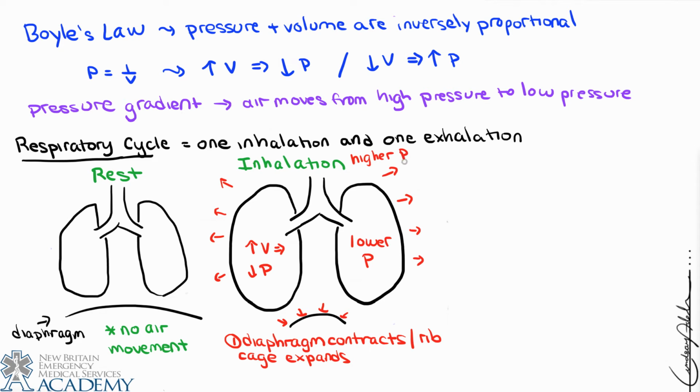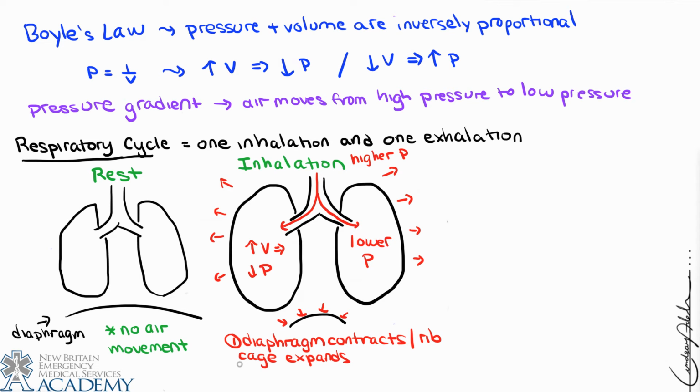So atmospheric pressure outside is going to be a certain amount, and at rest it would be equivalent to what's actually inside of the lungs. But as we expand the lungs, we're now going to get a decrease in pressure, and so the pressure gradient that exists between the inside and the outside will actually draw the air in.